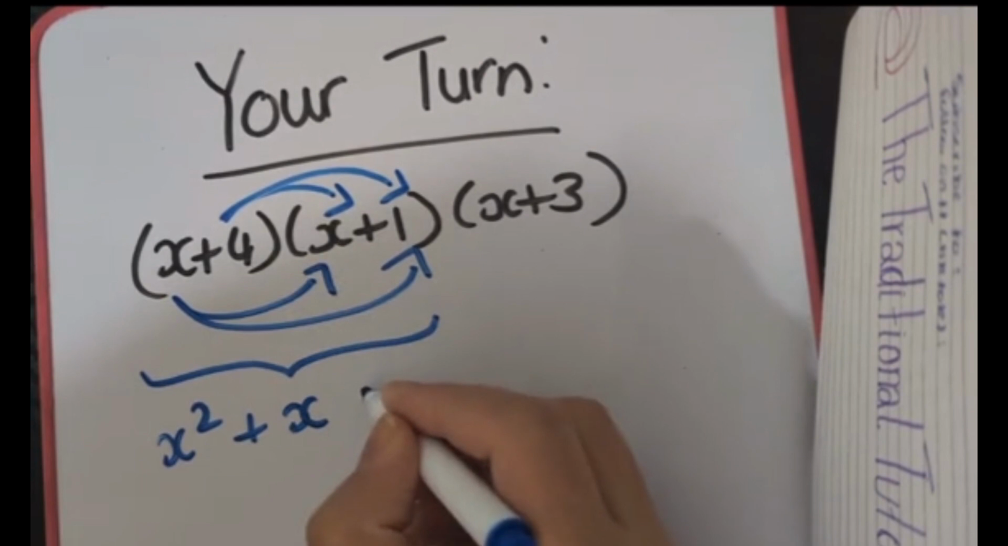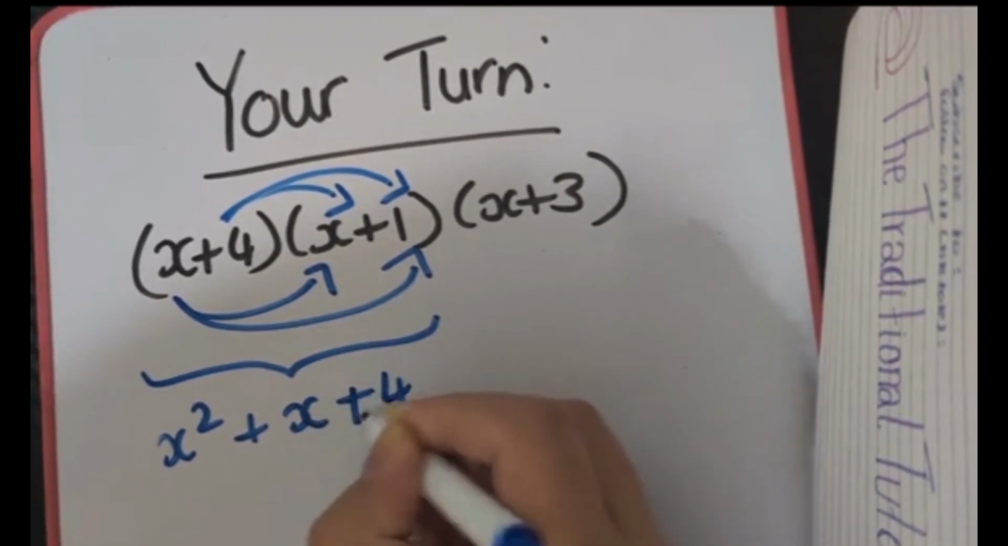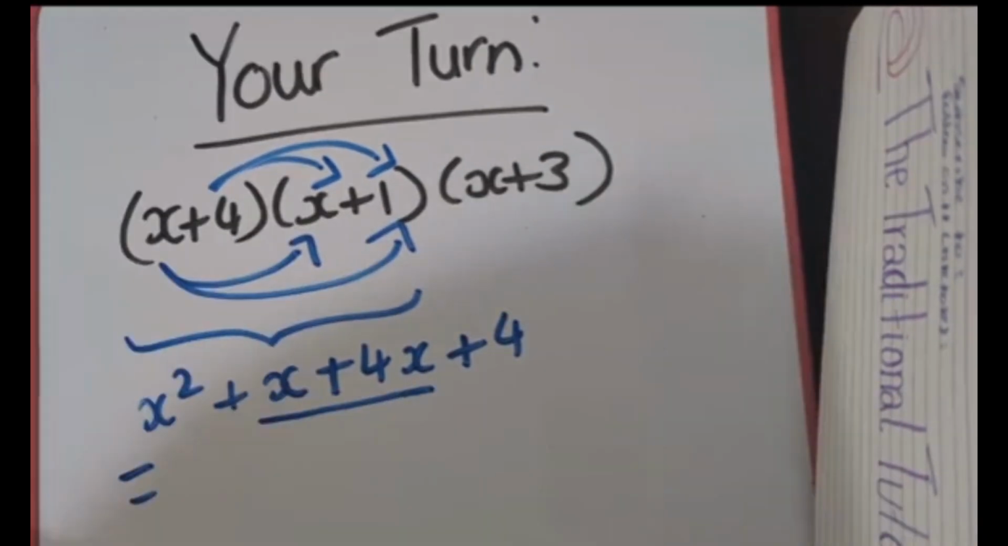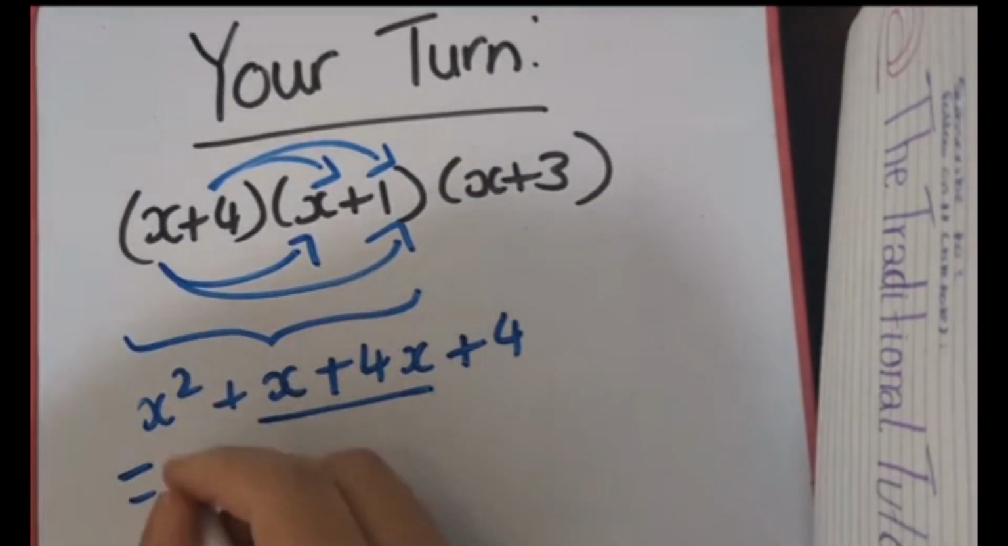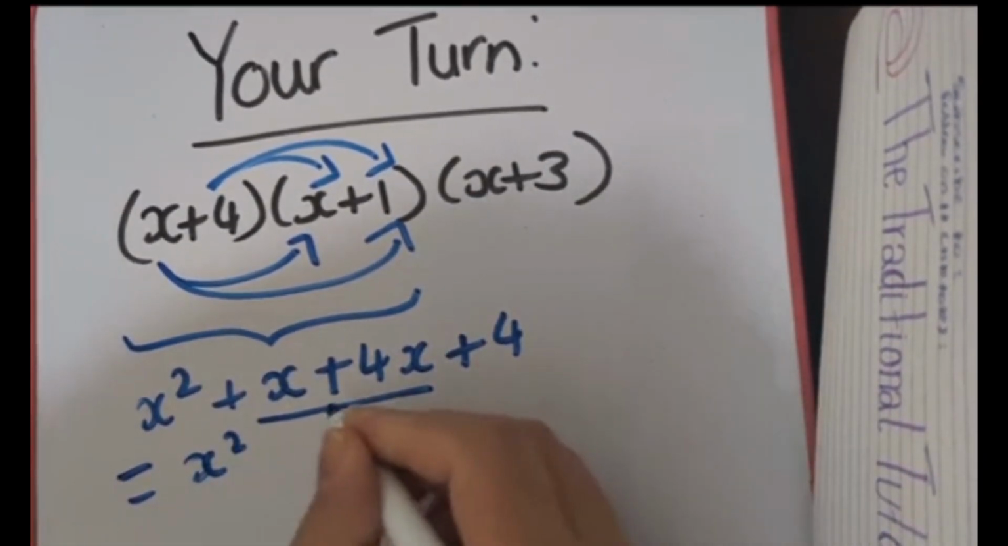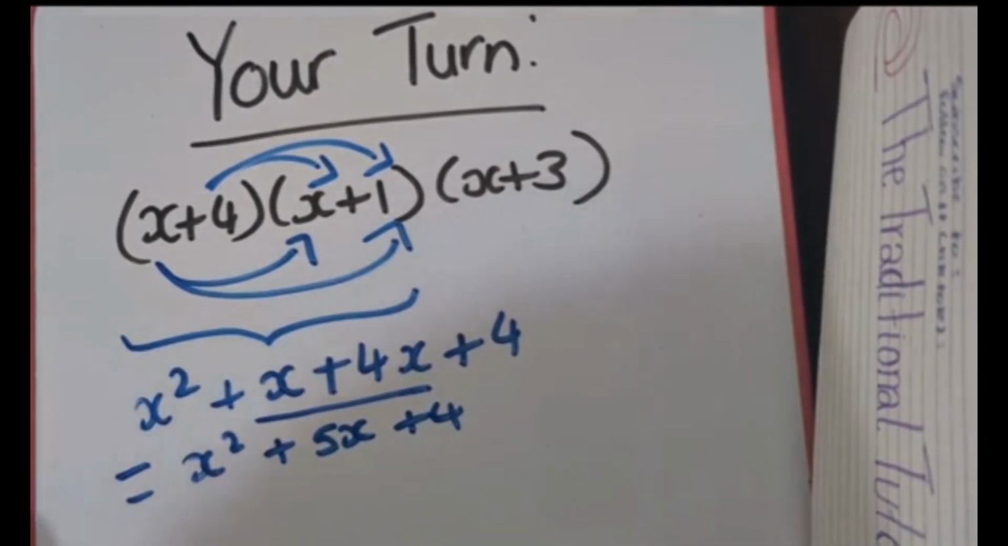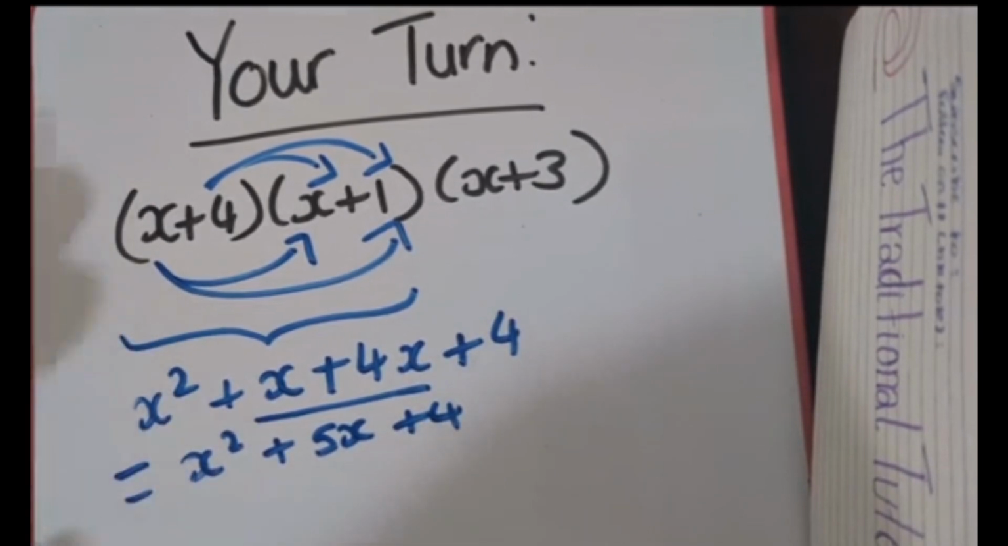Then moving on to 4 times by x gives me plus 4x. And then plus 4 times by 1 gives me plus 4. And now we're going to collect our like terms, so we get x squared plus x plus 4x gives me plus 5x, and then lastly plus 4. Okay, so that's your quadratic done.